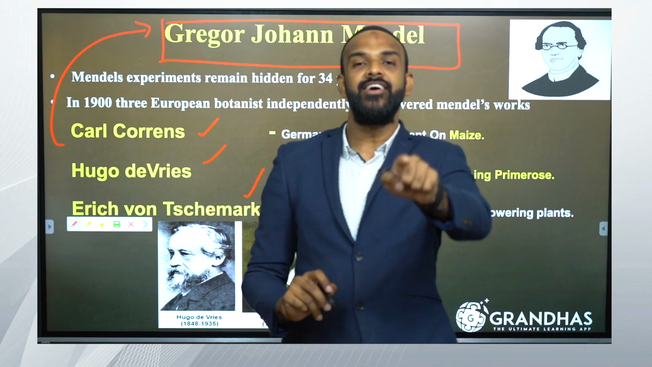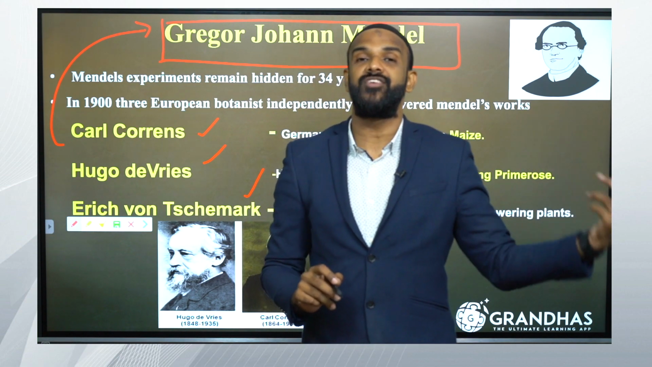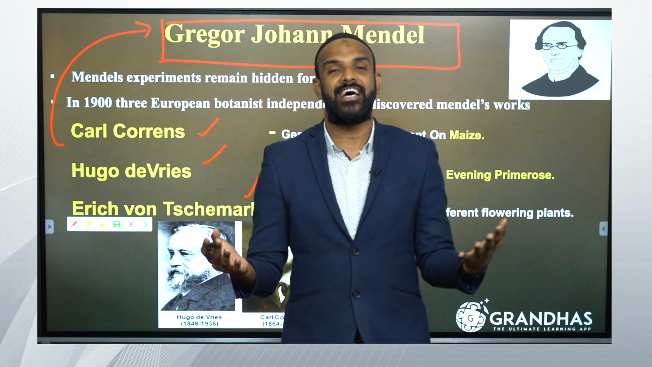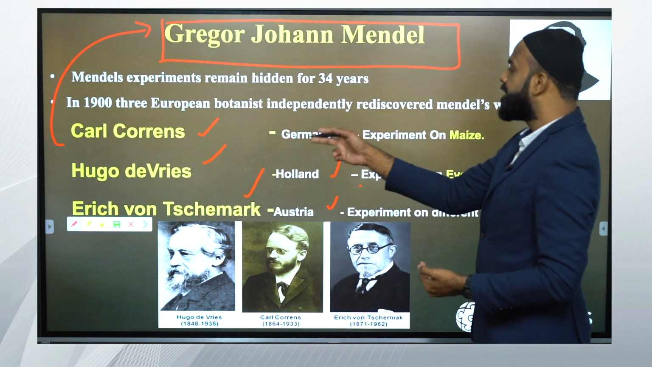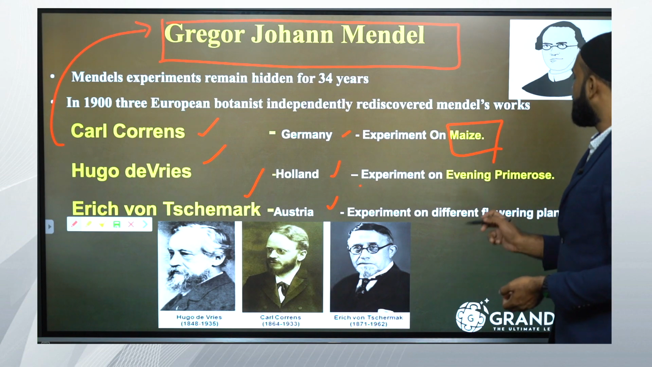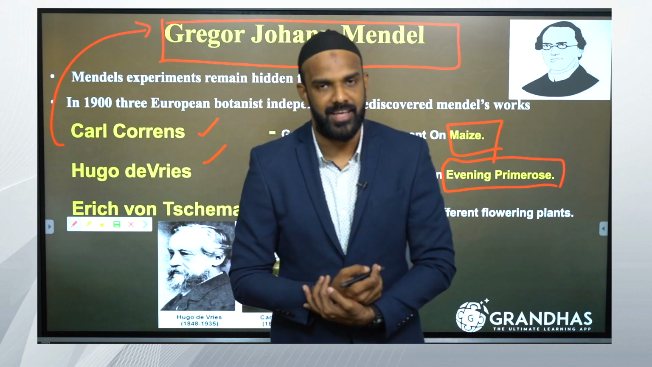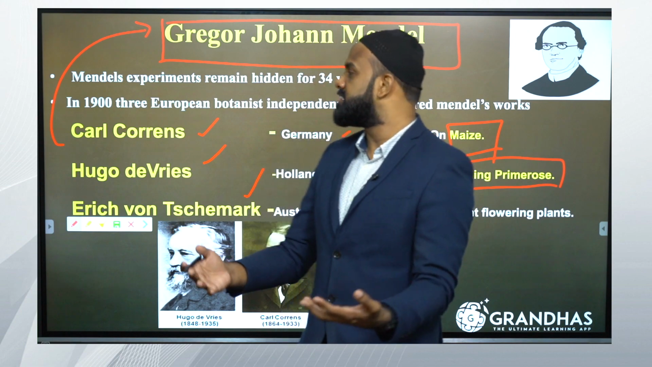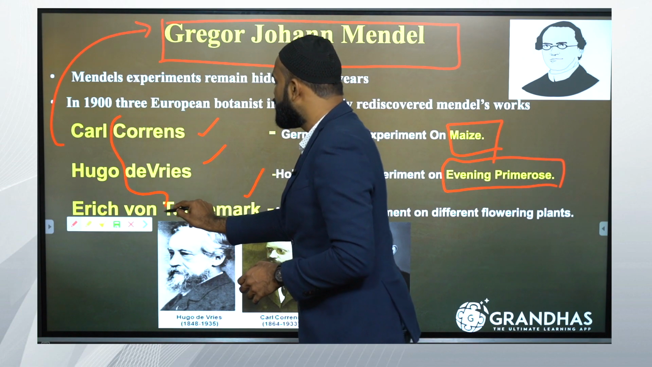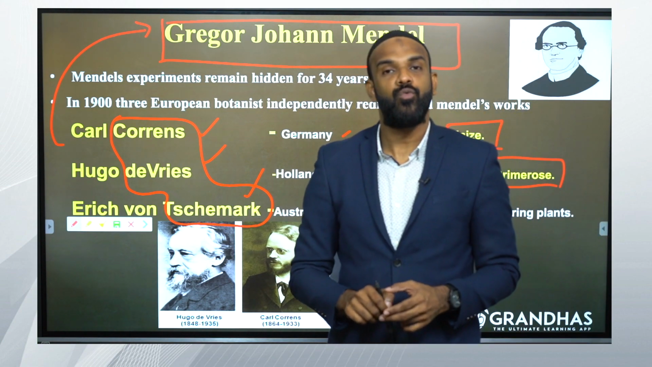So my dearest future doctors, a very, very important NEET question lies there. Who were called the rediscoverers of Mendel's work? So Correns, De Vries and Semark, three people were called the rediscoverers of Mendel's work. Correns was from Germany. The material that he used was maize. De Vries was from Holland. The material used was evening primrose. And Semark conducted experiments in a couple of flowering plants. So you may get a NEET question from somewhere in this table. So you should remember these three names, Correns, De Vries and Semark. Okay, so it is Karl Correns, Hugo De Vries and Erich von Tschermak.